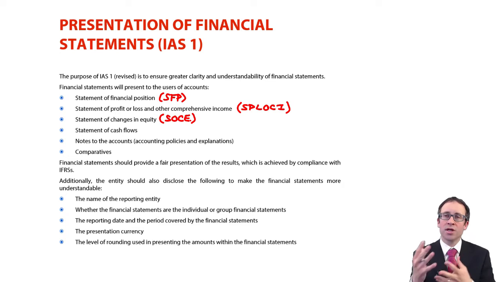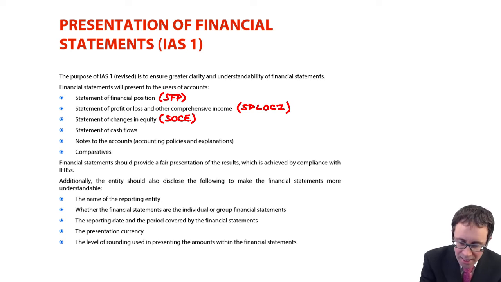So looking at the movement in share capital, the movements in retained earnings, the movement in other comprehensive income and why they may have changed. Maybe to do with the issue of shares, profit made in the year, dividends that have been paid to the shareholders. All that information is contained within the statement of changes in equity.